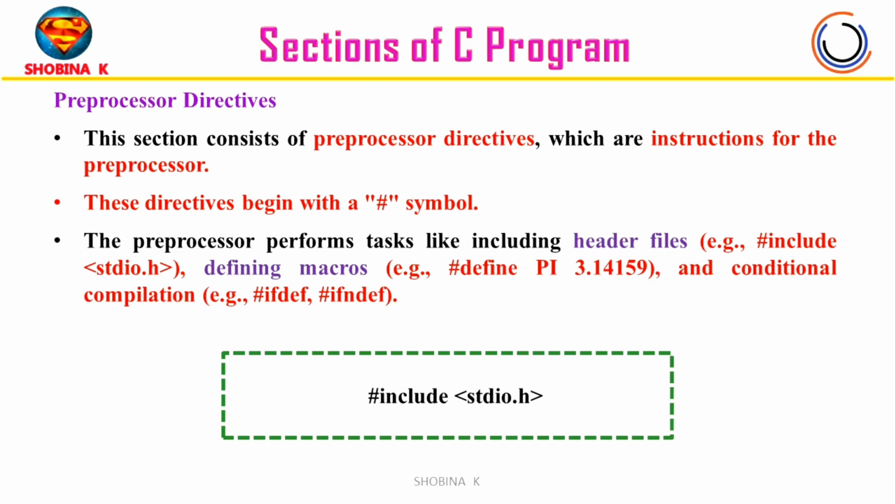Next we have preprocessor section. This section consists of preprocessor directives, which are instructions for preprocessor. The preprocessor is a component of C compiler that processes the source code before actual compilation. It performs tasks such as including header files, replacing macros with their definitions, and conditional compilations based on directives like #ifdef, #ifndef, and #endif, etc. This process prepares the source code for compilation by the main compiler. The preprocessor directive starts with a hash symbol. Here #include <stdio.h> is a preprocessor directive that includes the content of the standard input-output header file.